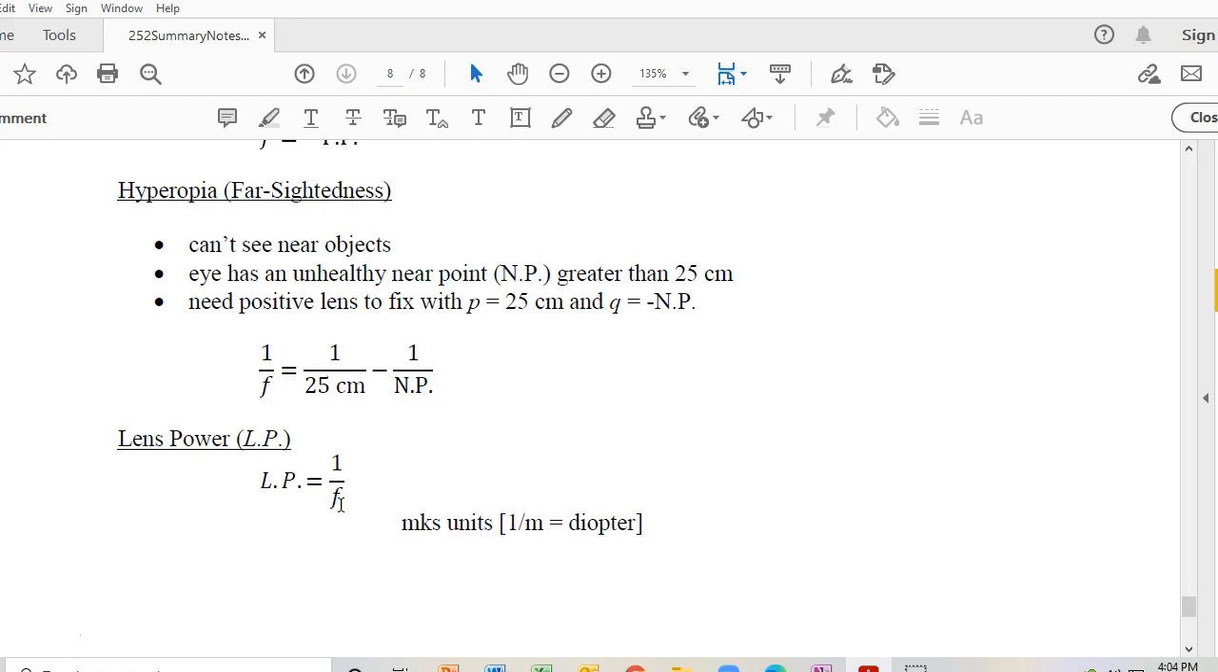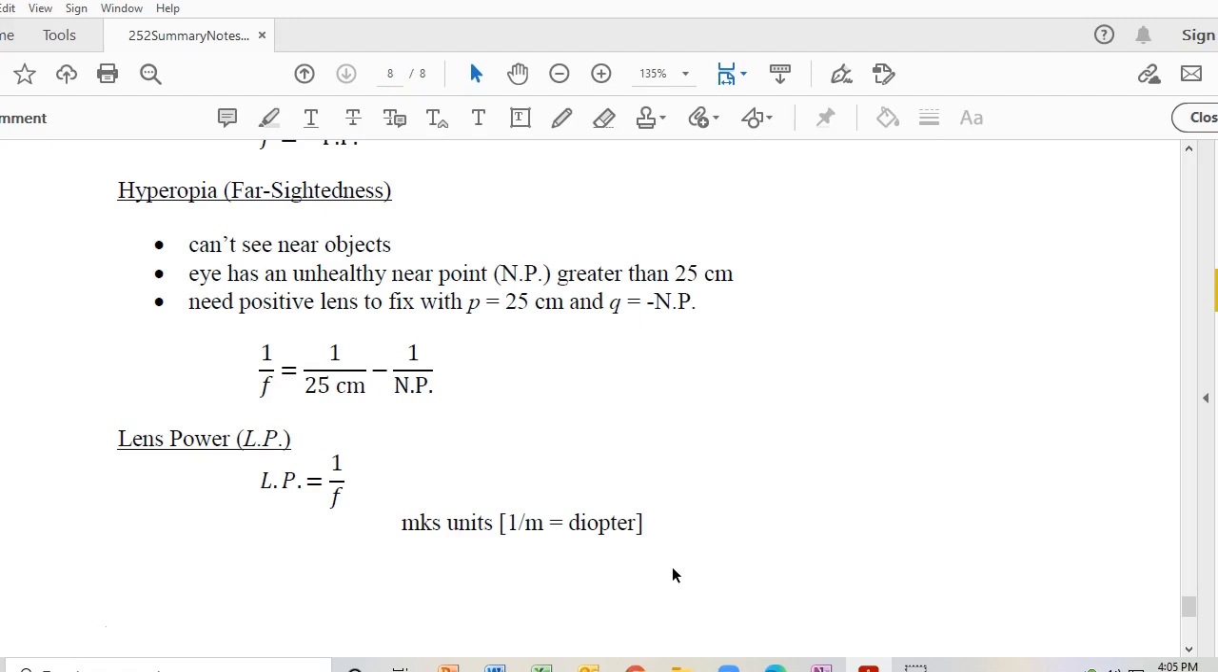In fact, I know 1 over p is called something else by optometrists. I forget what it is. And 1 over q is called something else. So they remember the thin lens equation as something plus something is lens power. If you take the reciprocal of the focal length, you get the lens power. Now, if you put the focal length in meters, so that your lens power is in reciprocal meters, that is what optometrists call a diopter. So the prescription that is written for your lens will be written in diopters.